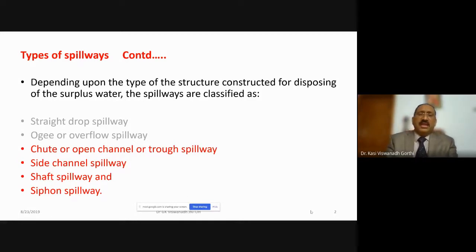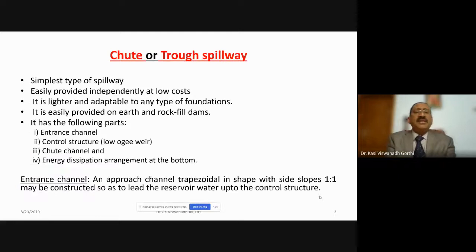So today we try to look at some other types of spillways like chute or open channel or trough spillway, side channel spillway, shaft spillway, and siphon spillway. How they work and what are the functionalities of different types of spillways also we will see in today's class.